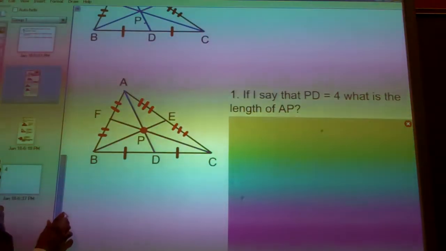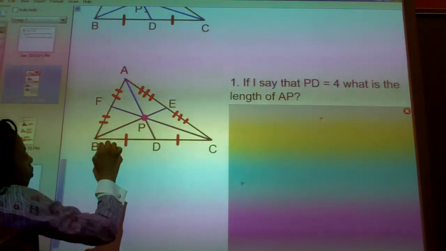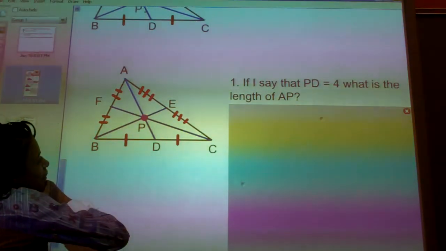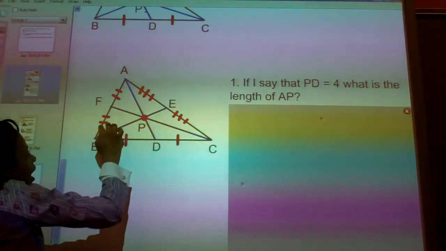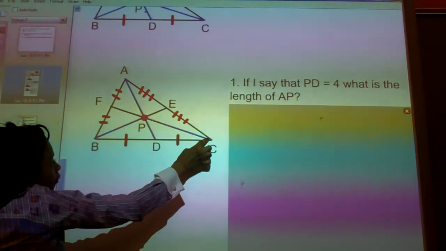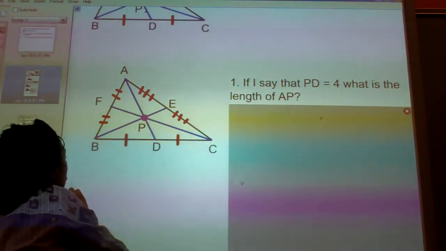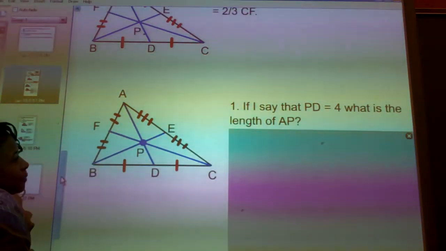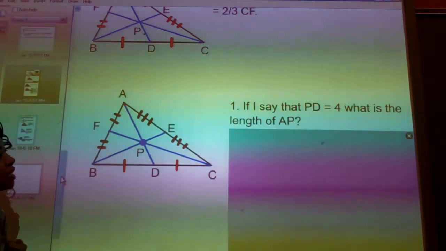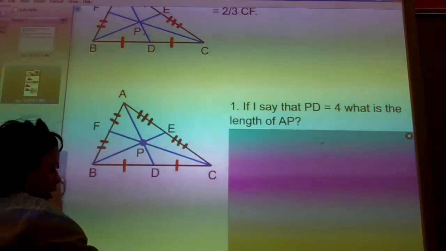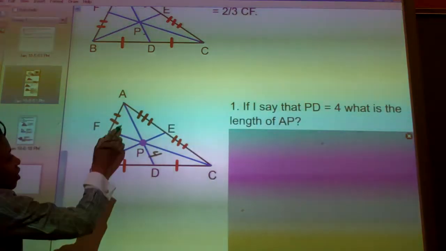Let's say I have triangle ABC again, and I know that these are all congruent. I know that CF is the median because AB is evenly divided on both sides and it is drawn from the opposite angle C. If I found that the concurrent point, the centroid point P, is located here, and PD is equal to 4, what is the length of AP?